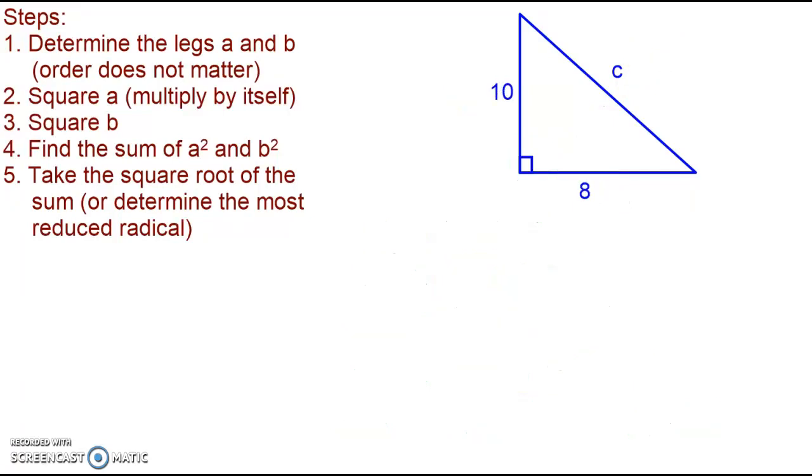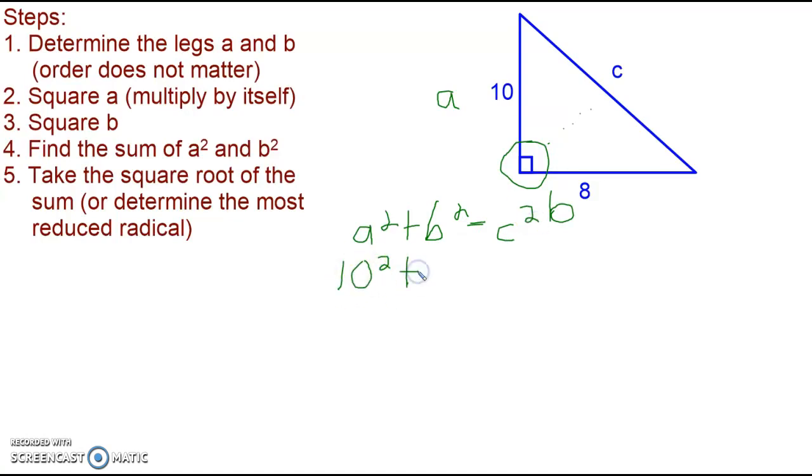Alrighty, now in this last case here, we're going to have something that's not going to be a perfect square, and this is where your reducing radicals is going to come in. Okay, so we're looking for that 90-degree angle. Across from that 90-degree angle is the hypotenuse. So we're going to make the other legs A and B. We have A squared plus B squared is equal to C squared. So we're going to plug in 10 for A. So we have 10 squared plus our B, which is 8, 8 squared is equal to C squared.